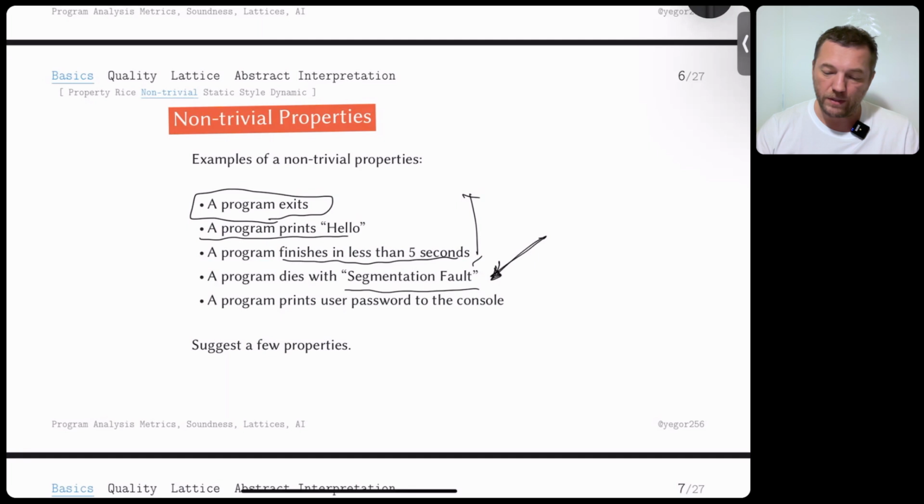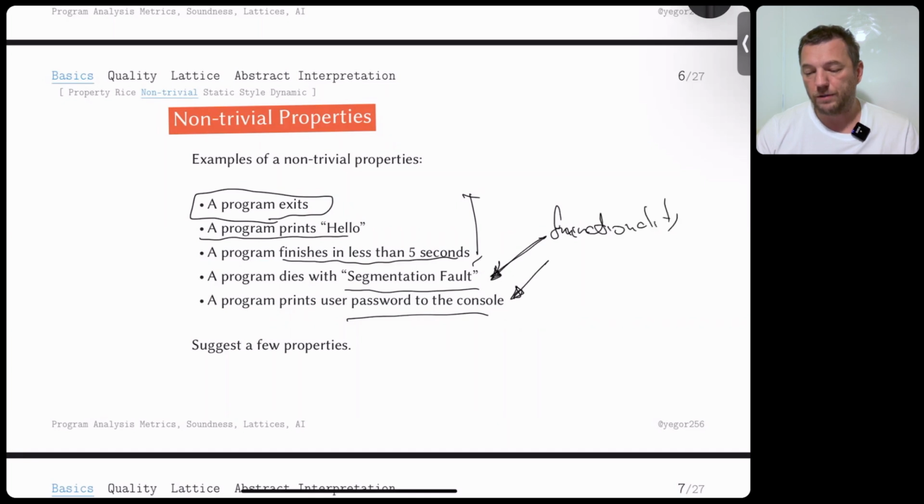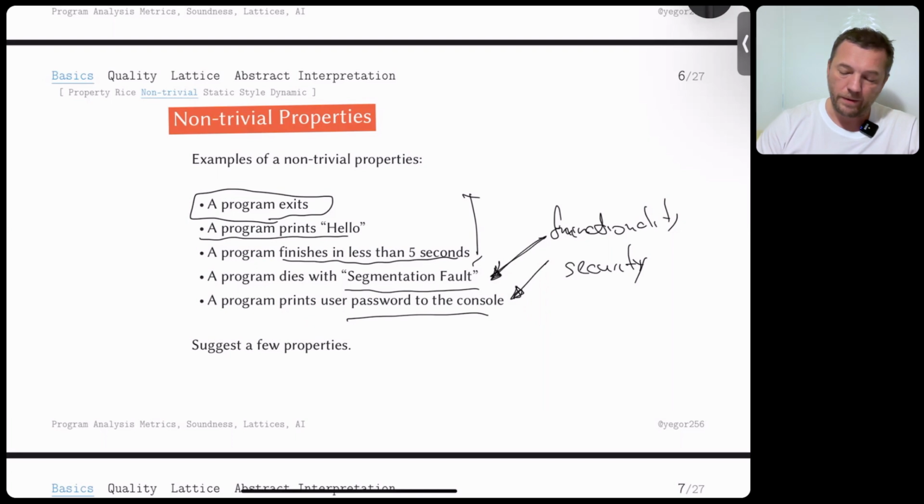Another example: a program prints a user password to the console. Another very useful example. This is a security issue. The previous one is like a functionality bug, and this one is a security bug. Again, if you design software which can make this decision on most programs, then you can help a lot of people. I suggest you think about other properties, and what else you can decide about programs.